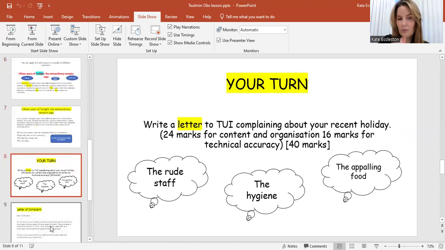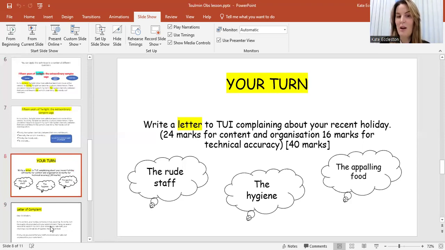So, for example, write a letter to Tui complaining about your recent holiday. 24 marks for content and organisation, 16 marks for technical accuracy. So 3 big reasons here that you would think about to write your letter. The first one would be, I could write a paragraph about rude staff, I could write a paragraph about hygiene, and I could write a paragraph about the appalling food.